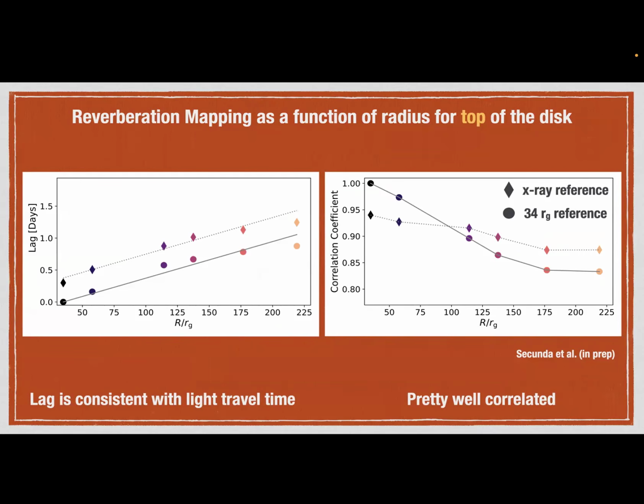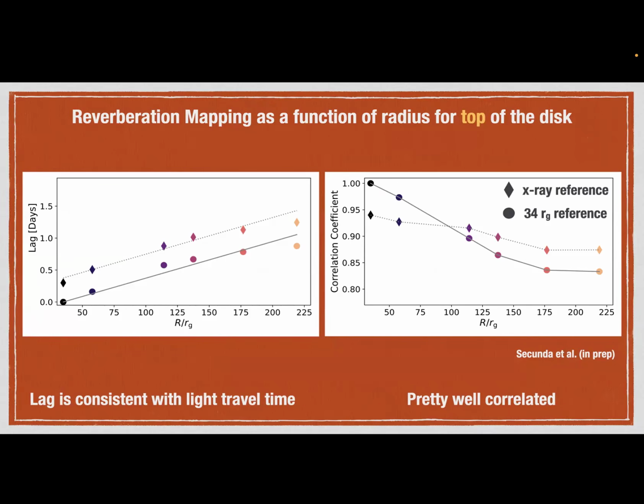And so if you look at the left panel, we use 2 different reference bands. First, we use the X-ray light curve as a reference. Those are the diamonds. And then for the circles, we just use the innermost radius UV light curve, which is at 34 RG. And the dotted and the solid line both show the light crossing timescales for the 2 different reference bands. And you can see that the lag is a pretty good match for the light crossing timescale. And so this is really great because that's what it should be.